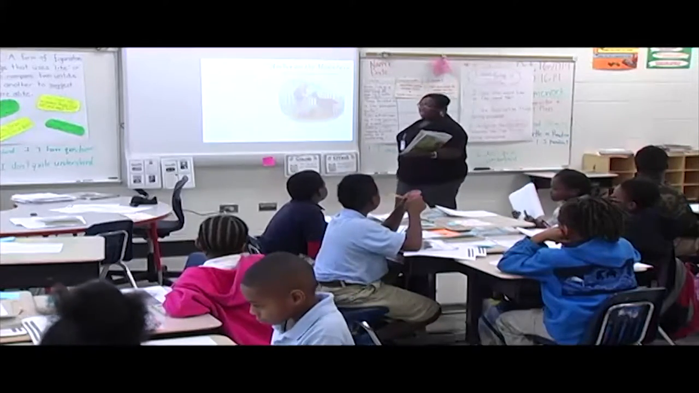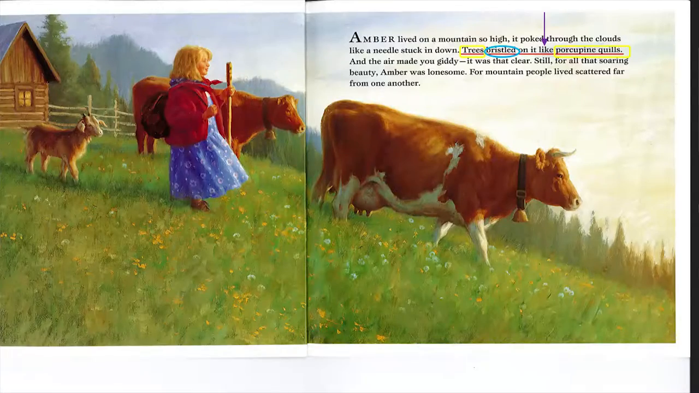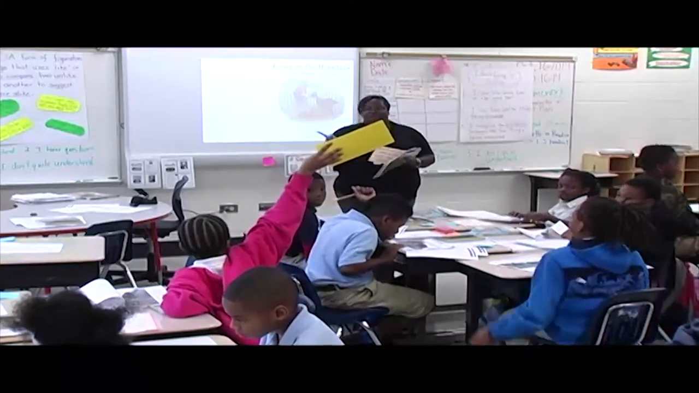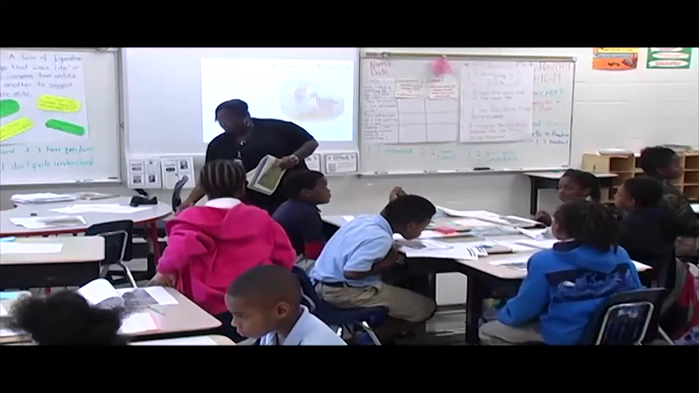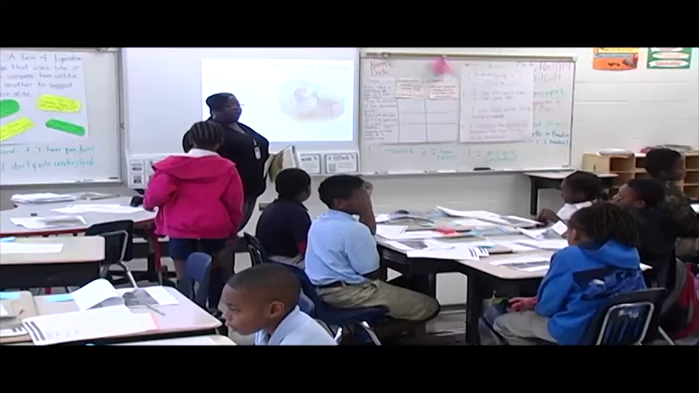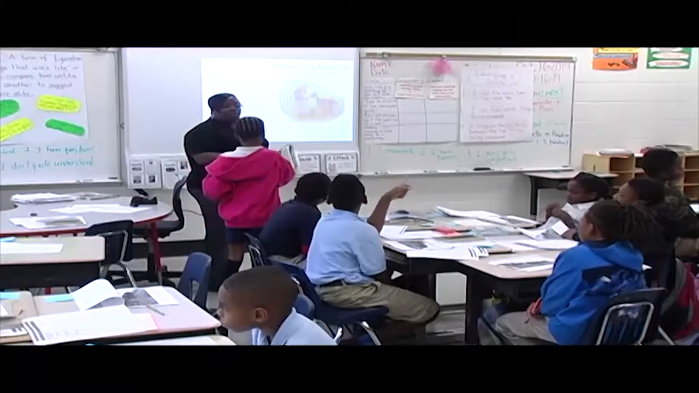Now, I see another like. Trees bristle on it like porcupine quills. So I look at my characteristics. I see the word like. Do I see two things being compared? Yes. Who has the card? All right, come on up and tape it to the board. What two things are being compared? Trees and porcupine quills.